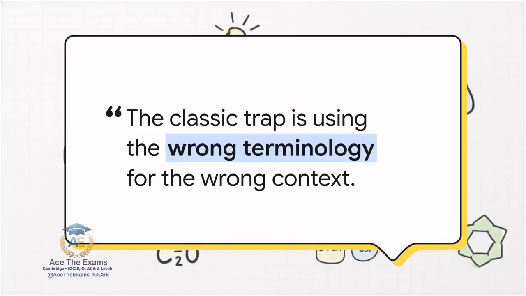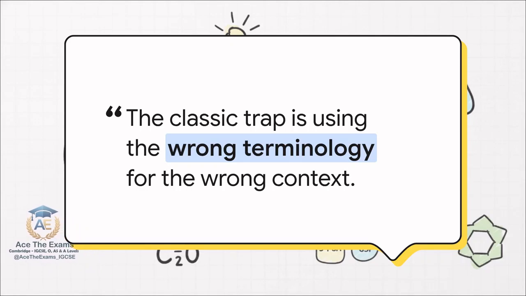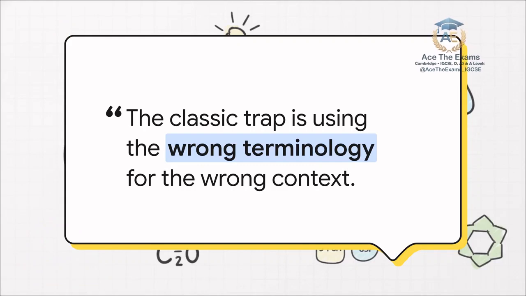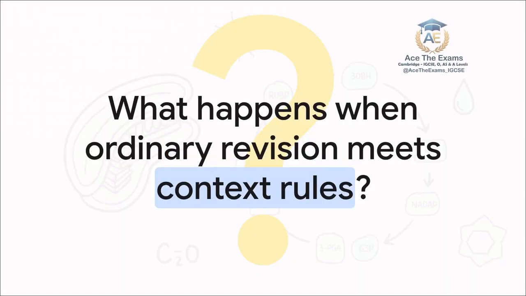Listen to this. The principal examiner reports put it perfectly. The classic trap is using the wrong terminology for the wrong context. Guys, this is the #1 grade-ruining mistake students make, often before they've even finished reading the question. You could memorize every single intermediate molecule in the entire Calvin cycle, but if you drop the right term into the wrong context, poof, your mark just vanishes. So what actually happens when your standard everyday revision crashes into Cambridge's incredibly strict context rules? Well, usually it's a disaster.